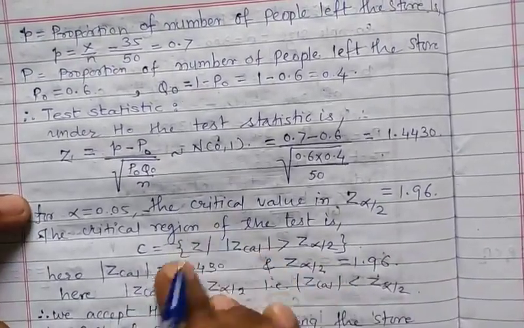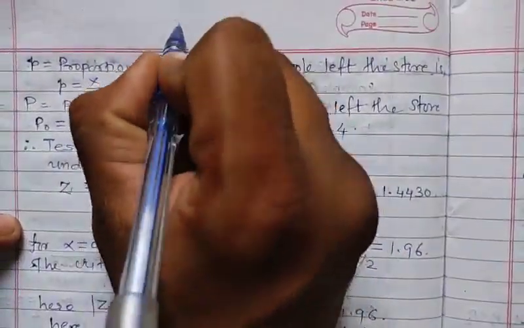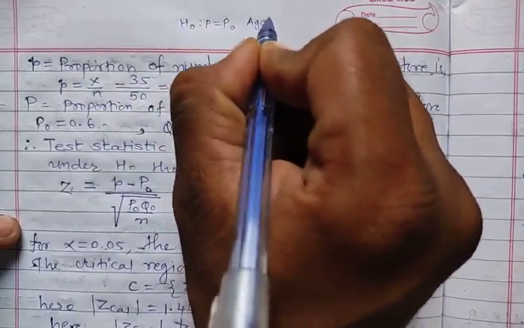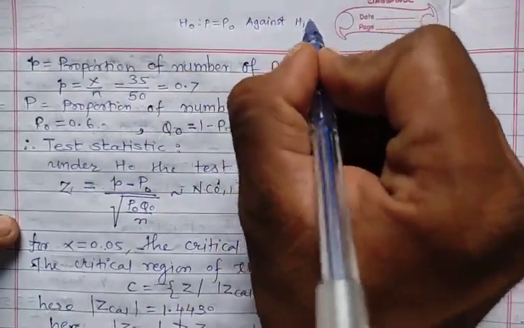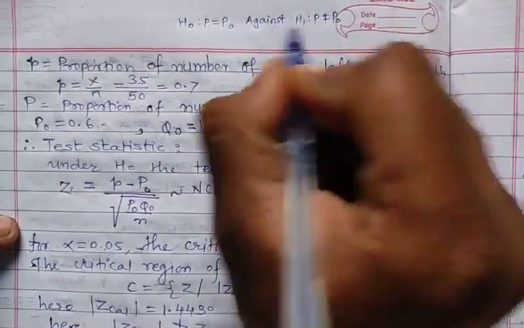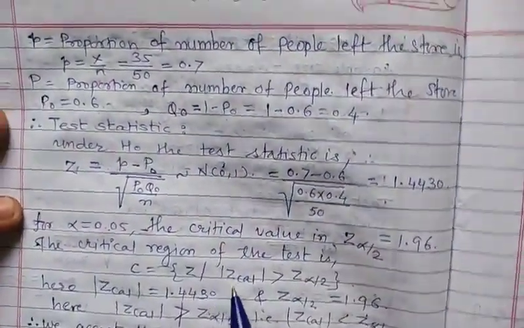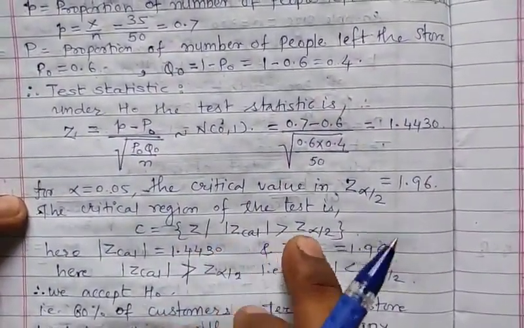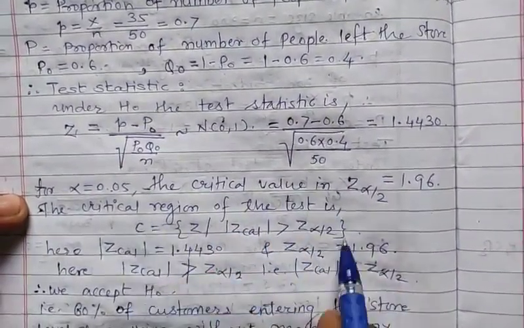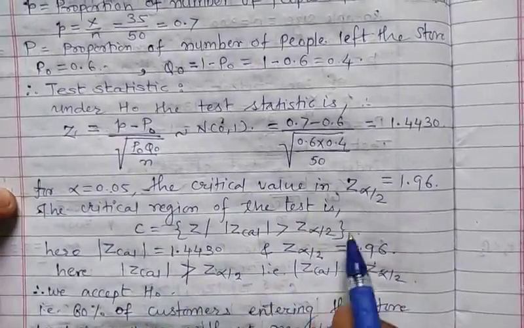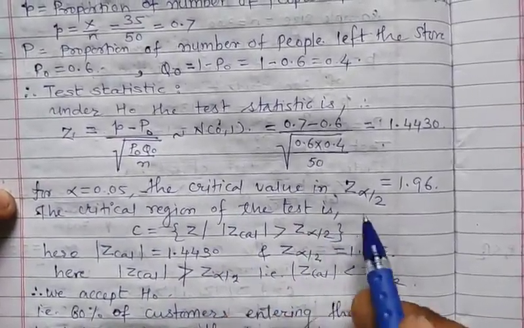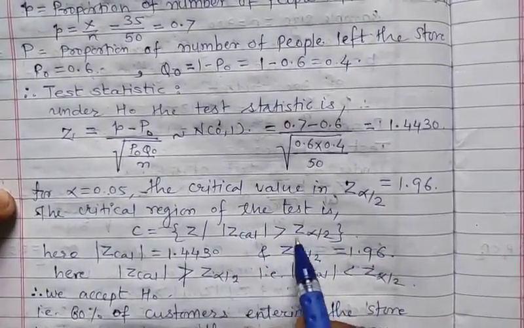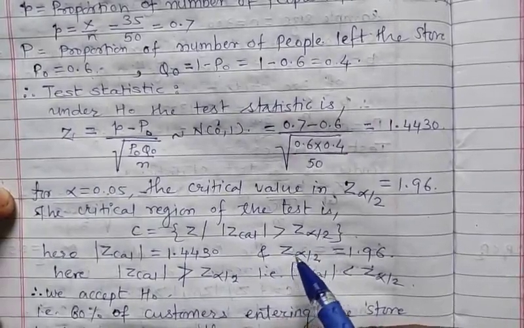Now here we have to check the result for H naught: p is equal to p naught, against H1: p is not equal to p naught. For that we have the critical region. The critical region is Z such that mod of Z calculation is greater than Z alpha by 2. If this case happens, then we reject H naught. And if this case is not satisfied, or if mod Z calculation is not greater than Z alpha by 2, then we accept H naught.